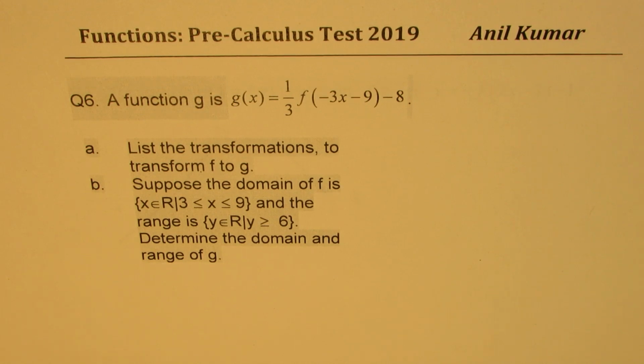Question 6. The function g is g of x equals 1 by 3 f of minus 3x minus 9, minus 8. List the transformations to transform f to g. Suppose the domain of f is x belongs to real numbers, where x is greater than or equal to 3 and less than or equal to 9, and the range is y belongs to real numbers, y is greater than or equal to 6. Determine the domain and range of g.